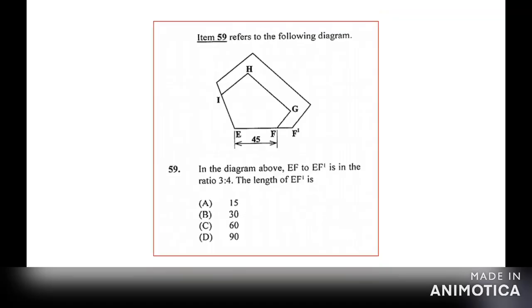59, in the diagram above, EF to EF1 is in the ratio 3 to 4. The length of EF1 would be, so that's 45. So 3 to 4. So 45 divided by 3 is 15. And remember, E to F1 is 4. So 15 times 4 would give you 60. So the answer would be C, 60.